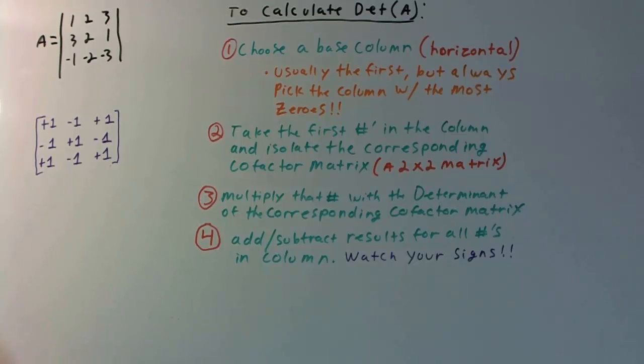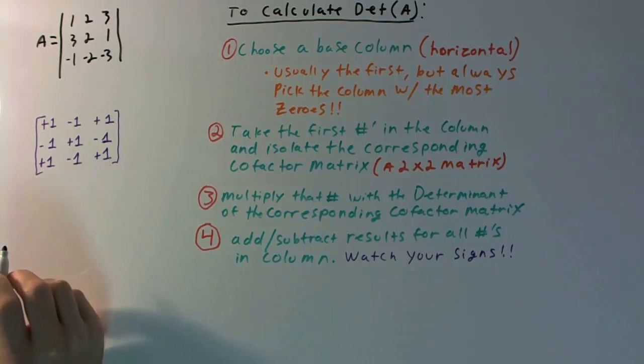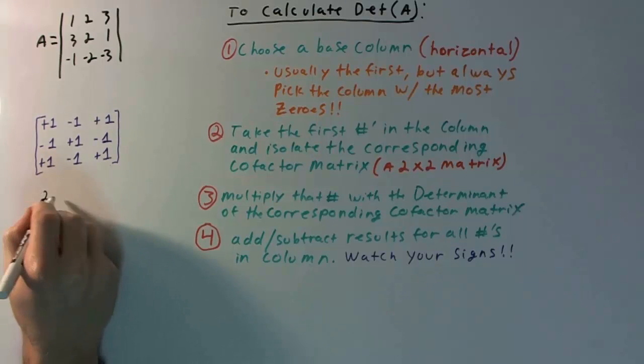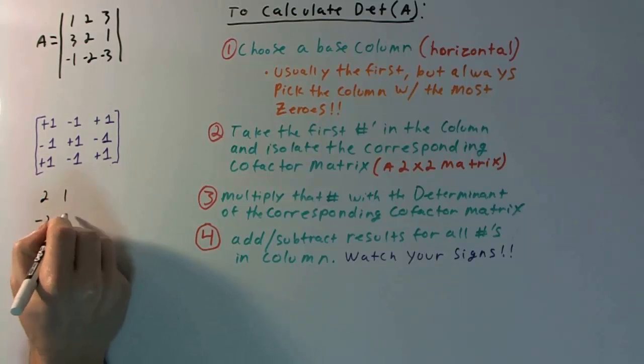The second step says to take the first number in the column and isolate the corresponding cofactor matrix. We talked about this in the previous video. The number 1, the first number in the first column, is contained in both the first column and the first row. So if we isolate the first column and the first row, you'll see that the corresponding cofactor matrix for 1 is 2, 1, -2, -3.